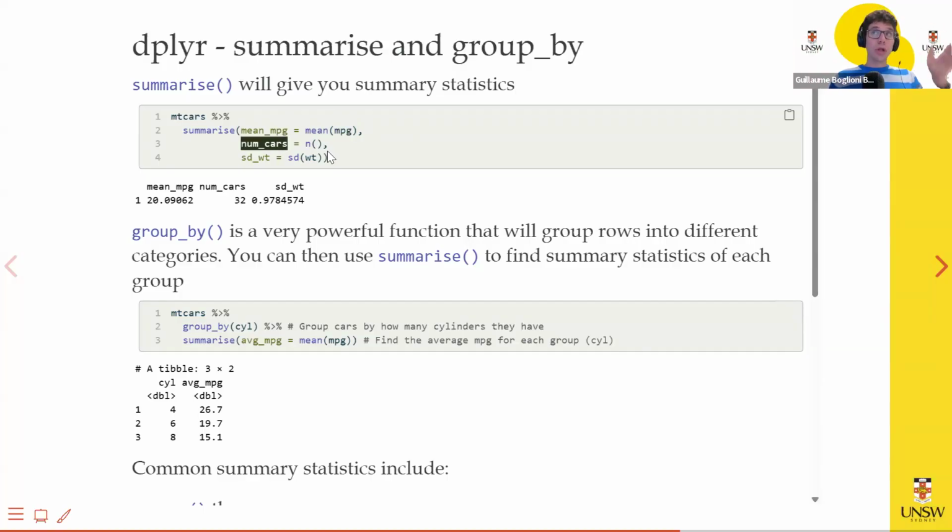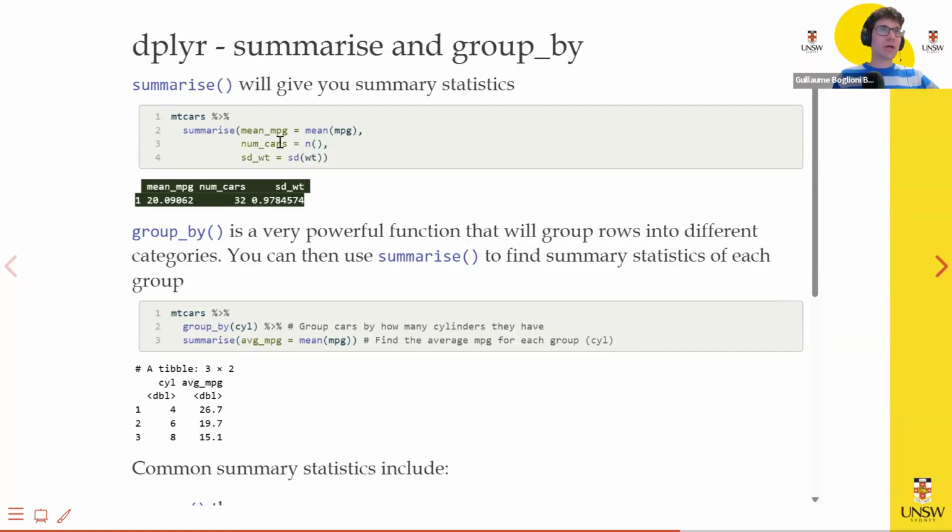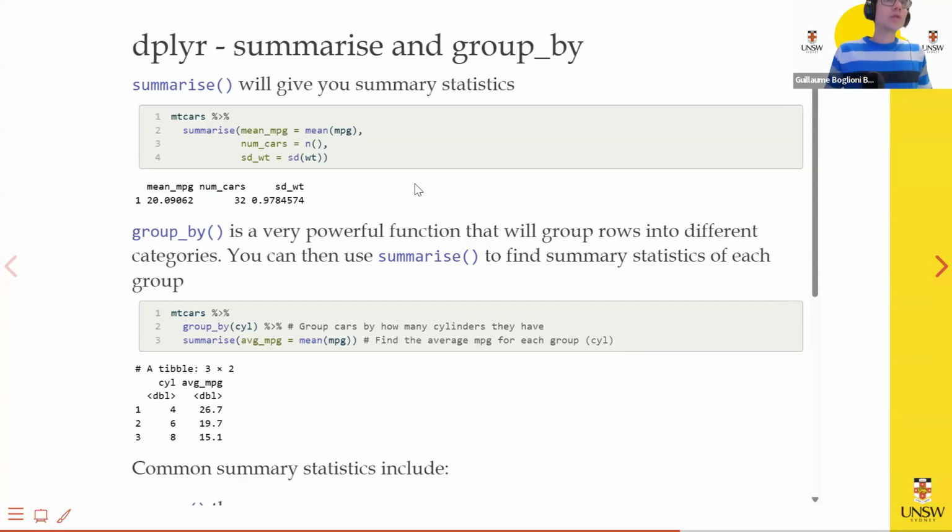Okay, the other one is just the number of observations in this data set. So number of cars, there's just a function called n. I don't need any argument because this is just counting the number of rows in the data set. And then lastly, I'm interested in the standard deviation of weight, and I grab that. Okay, and this is the result. So again, I've created the variables now, called mean MPG, number of cars 32, and standard deviation. So that's summarize. It's moderately useful, but frankly, we could have done this with base R relatively easily.